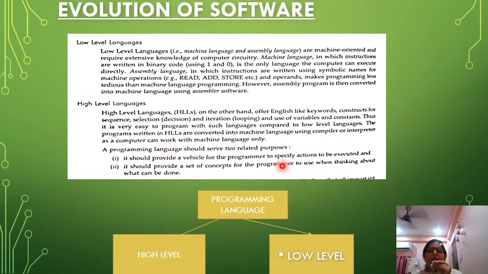A programming language should serve two related purposes. The first purpose is that it should provide a vehicle for the programmer to specify actions to be executed, and second, it should provide a set of concepts for the programmer to use when thinking about what can be done. See, programming languages are divided into two parts: high level language and low level language. Presently we do our programming in a high level language.